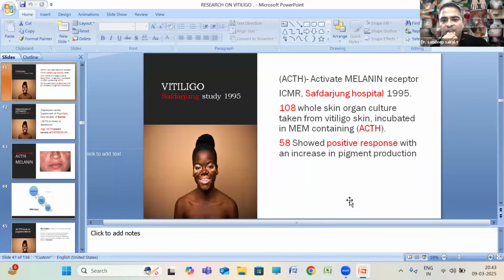Another research was done in India, by ICMR, the Indian Council of Medical Research.